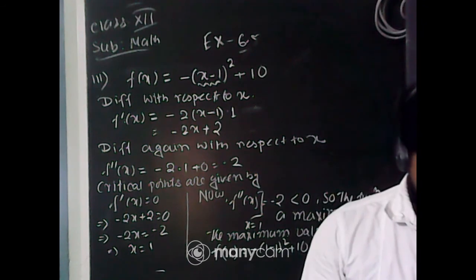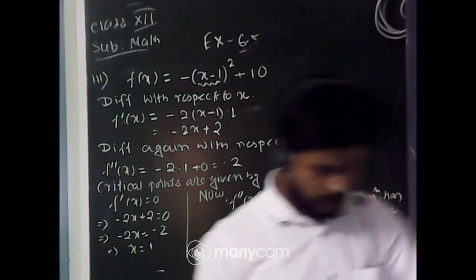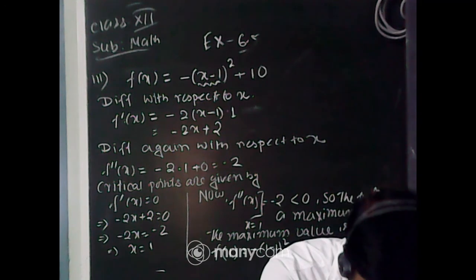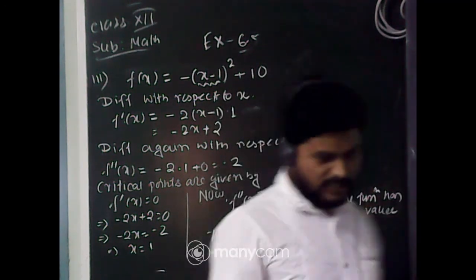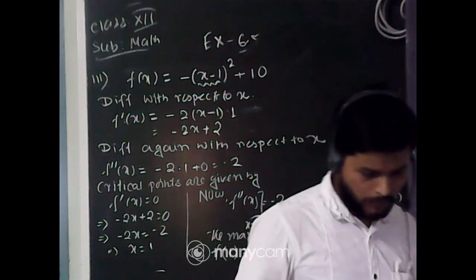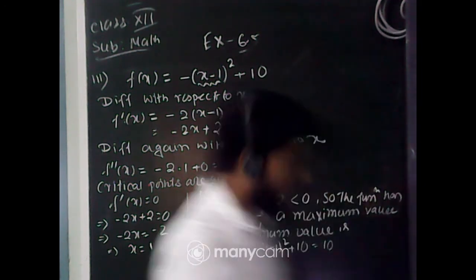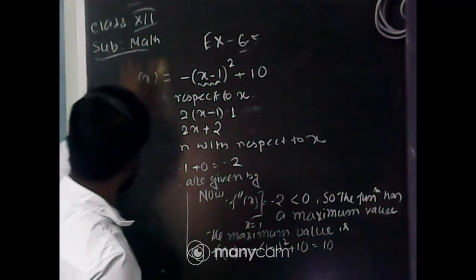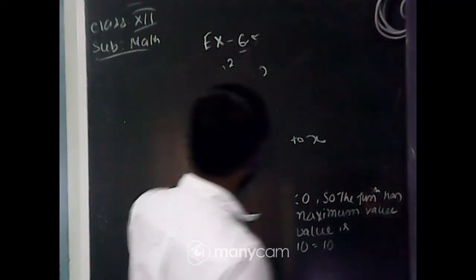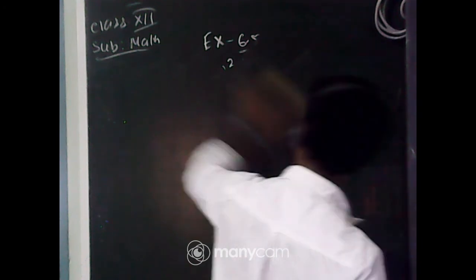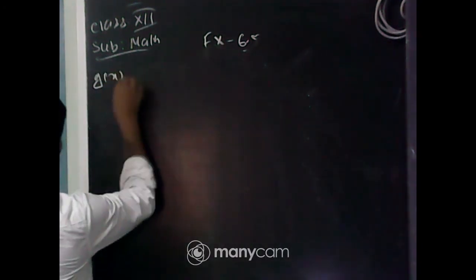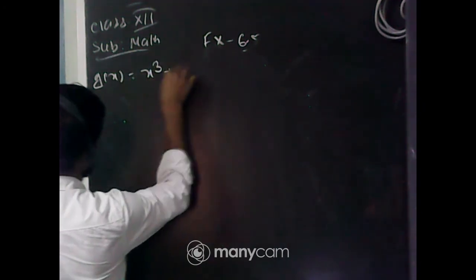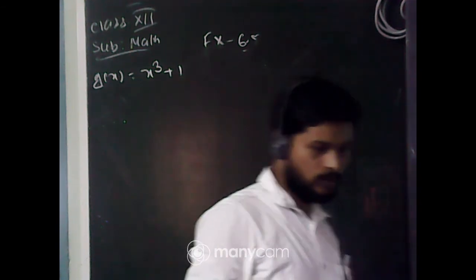Today's last question, because the time is almost running out. The last question is question number 4. The function is named as g of x. g of x is equal to x cube plus 1. We have to find the maximum or minimum value of this function.